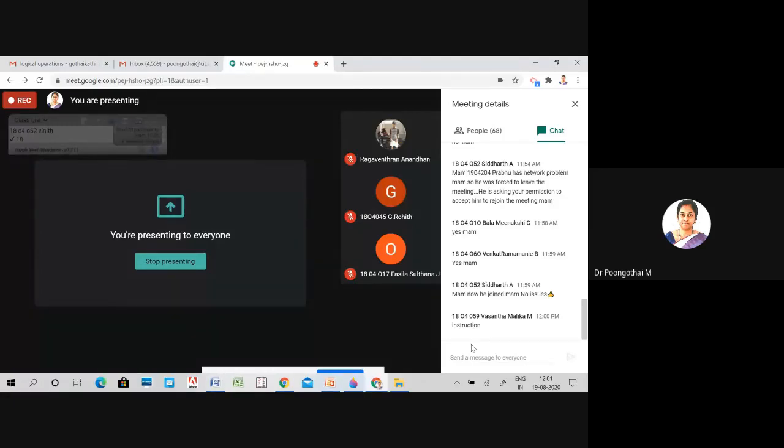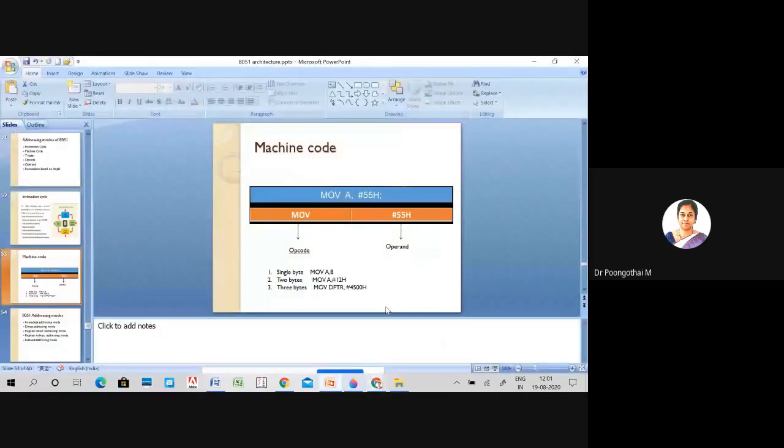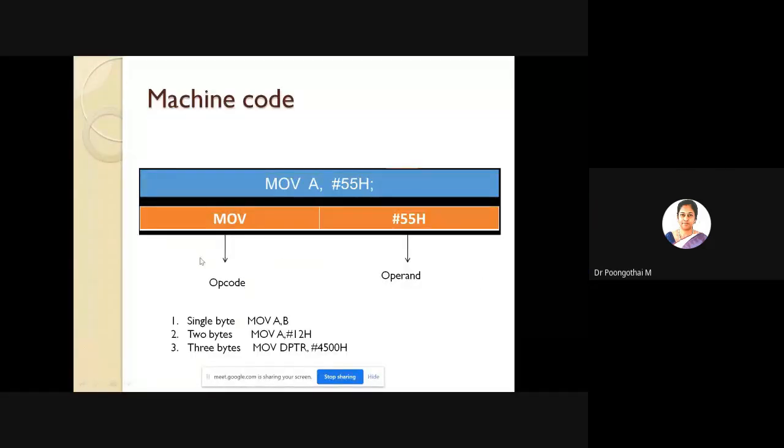For example, move operation, add operation, multiplication operation. Okay. So here in this example, move is the opcode. Okay. Operand is the data on which the operation is to be performed. So this operand may be your 8-bit data or 16-bit data or name of the register or memory address. Is it clear? So opcode specifies the operation to be performed, and operand is the data on which the operation is to be performed. So it may be an 8-bit data or 16-bit data or your memory address.